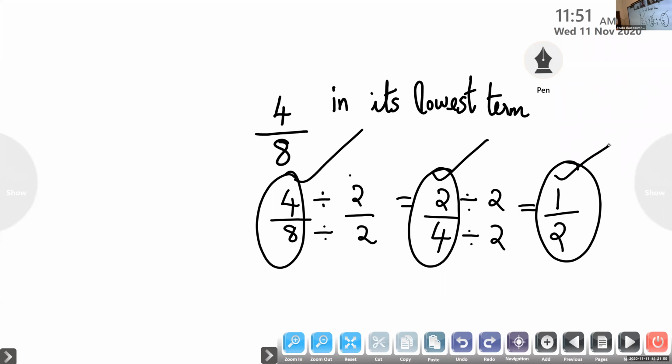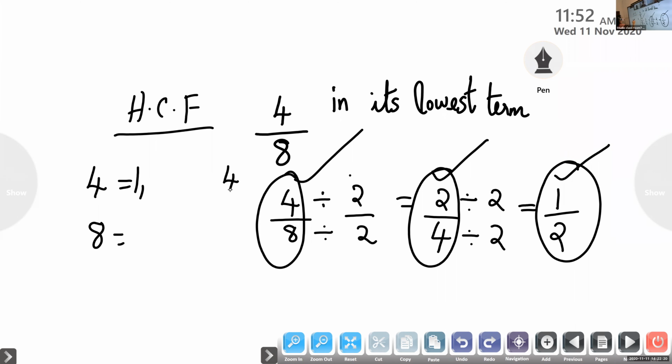Now another method, this is HCF, highest common factor. All the children, please pay attention here. For the highest common factor, we have to write the factors of 4 and 8. Adil, can you please tell me the factors of 4? 1 and 4. 1 into 4 is 4. Is there any other factor for 4? 2 into 2. Very good. So the factors of 4 are 1, 2, 4. Can you tell me the factors of 8? 1 and 8. Then?